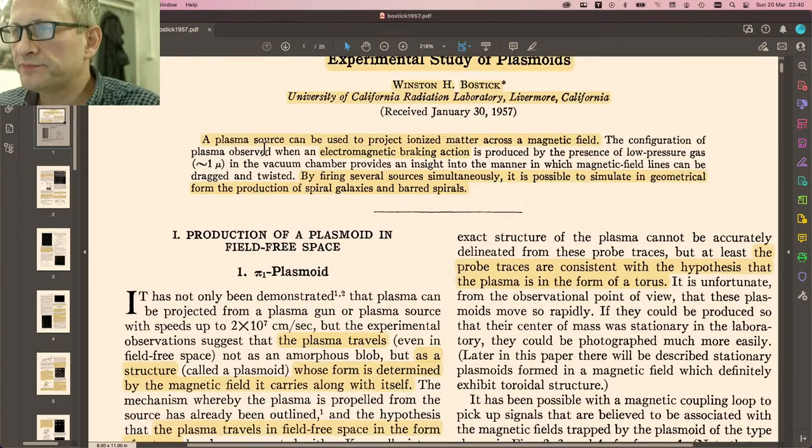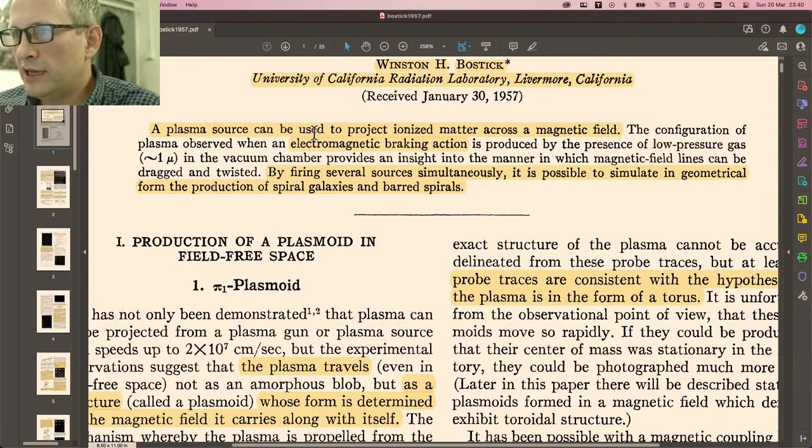So, a plasma source can be used to project ionized matter across a magnetic field. The configuration of plasma observed when an electromagnetic braking action is produced by the presence of low-pressure gas in the vacuum, which I've just explained, where it causes some photoionization, and the electrons there help cause some braking, leading to spiraling and so forth, provides an insight into the manner in which magnetic field lines can be dragged and twisted.